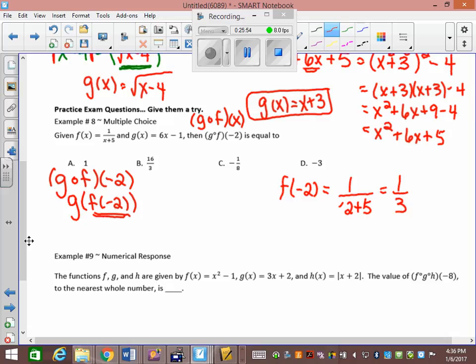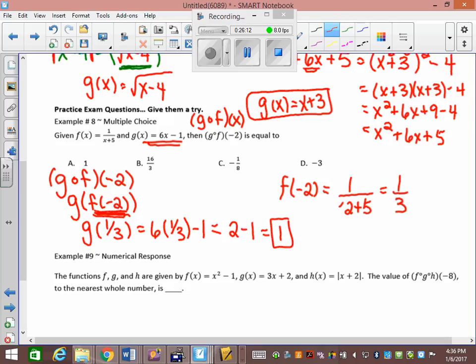Then I go back here, and in for f of -2, I'm going to fill in g of 1/3. G of 1/3 is going to be 6 times 1/3 minus 1, because we're going to fill it into that function up here. And so I'm going to get 6 times 1/3 is 2, minus 1. So the answer is 1, which is A.